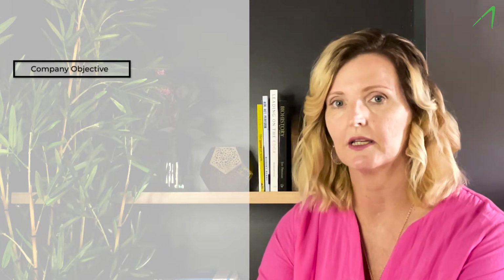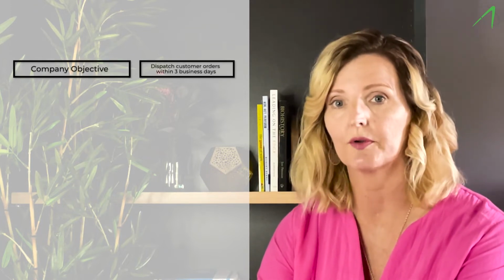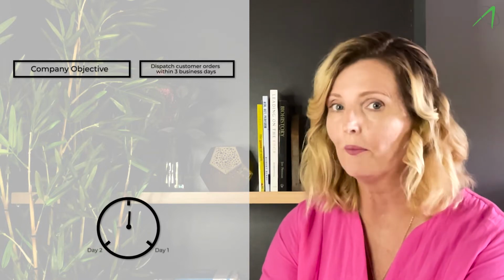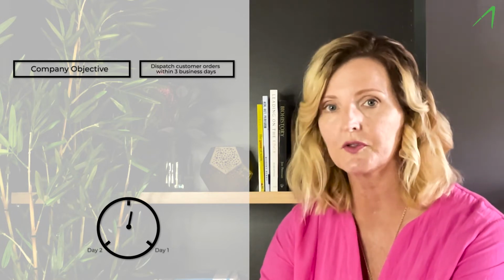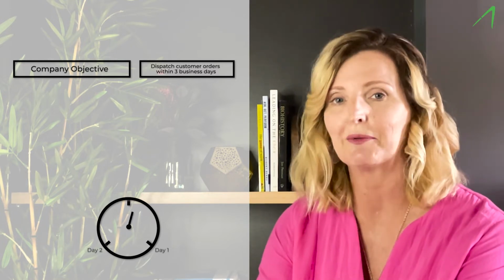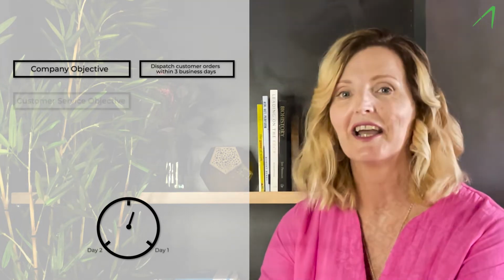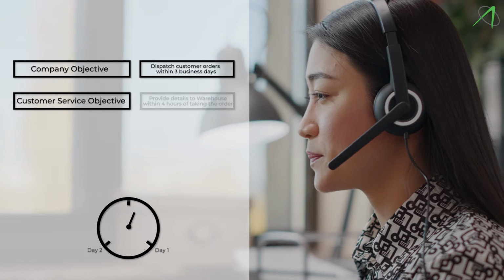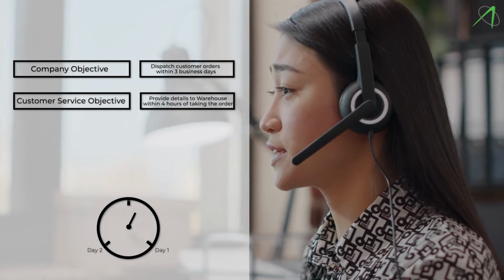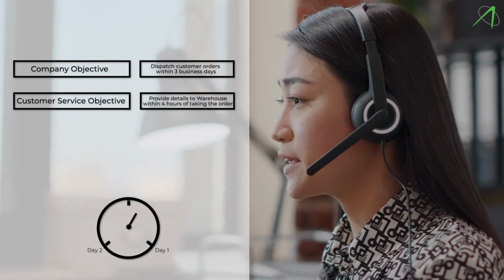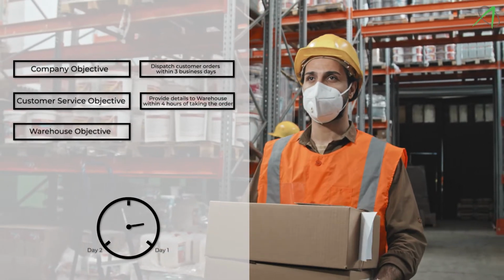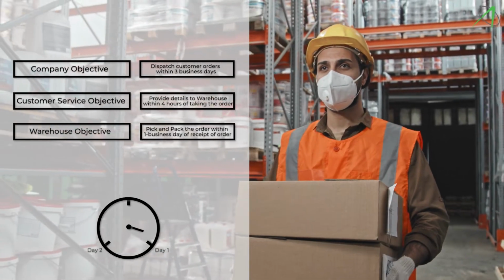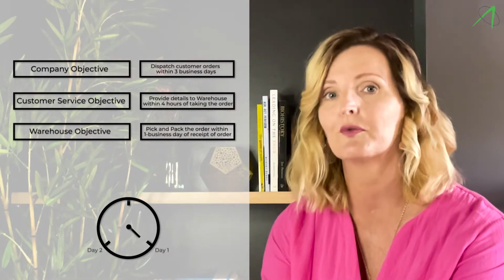So as an example, if one of the company quality objectives is to dispatch customer orders within 3 business days from the date of the order, there would be several departments or functions that would also require objectives set to be able to meet this objective. Customer service would have an objective to provide the order details to the warehouse within 4 hours of taking the order. I've just made that up just to fit the time in. Then the warehouse team would have an objective of picking and packing the order within, say, 1 business day of the receipt of the order.